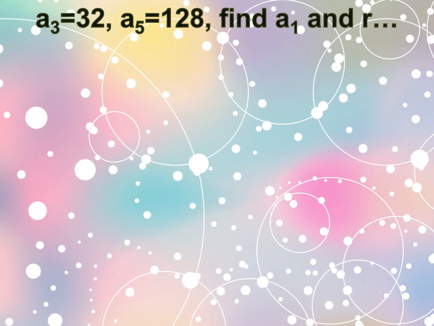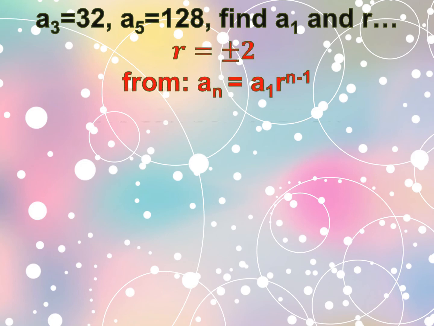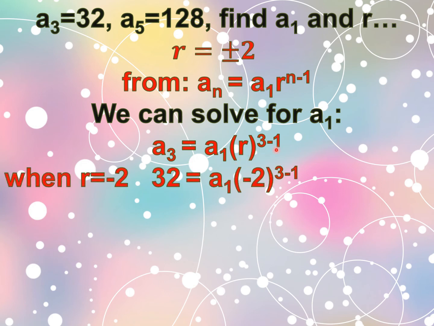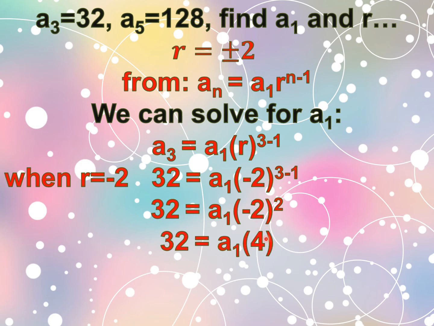Another alternative solution ay paggamit ng negative na value ng r, which is negative 2. So again, with the use of a sub 3 is equal to a sub 1 times r raised to 3 minus 1, we can now substitute the value of r na negative 2. So again, yung a sub 3, that is 32. And then, simplify lang ulit yung 3 minus 1, that is 2. And then, simplify negative 2 raised to 2 or negative 2 times negative 2, that is equal to positive 4.